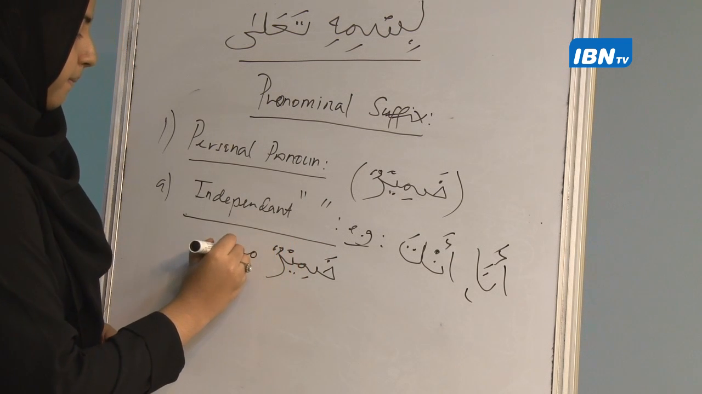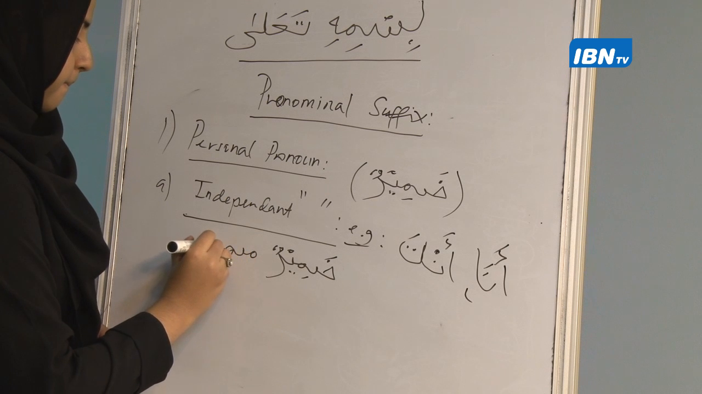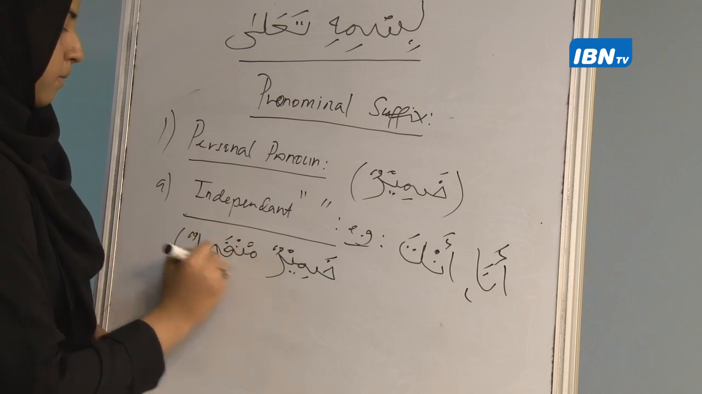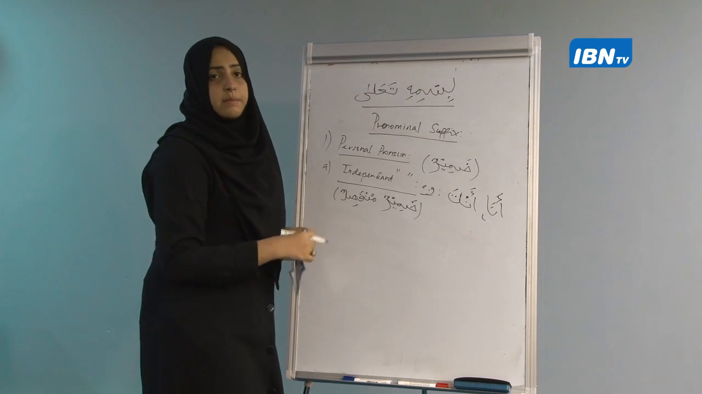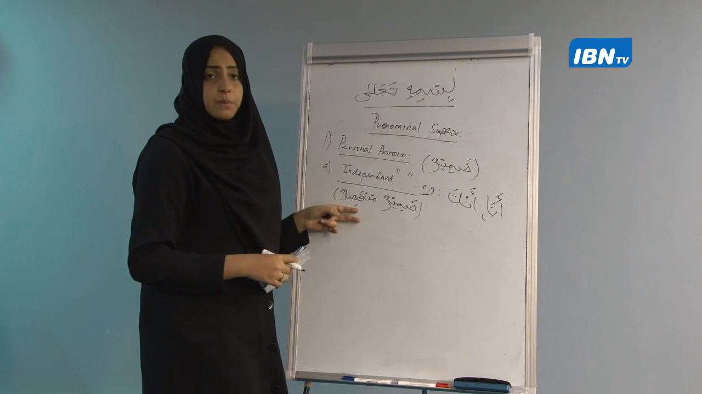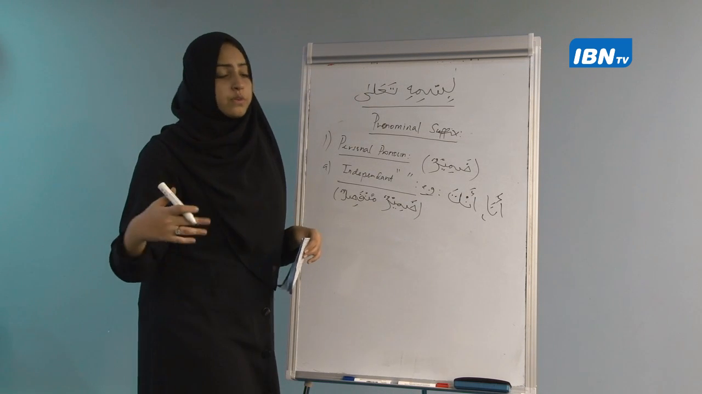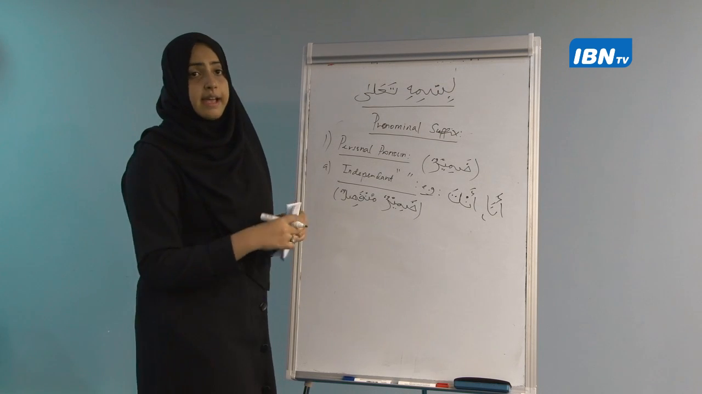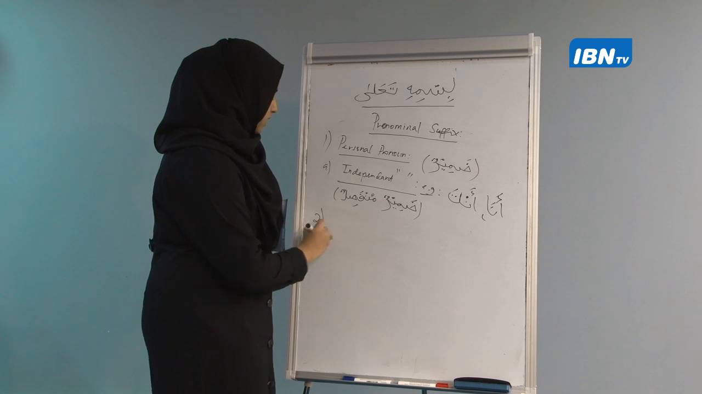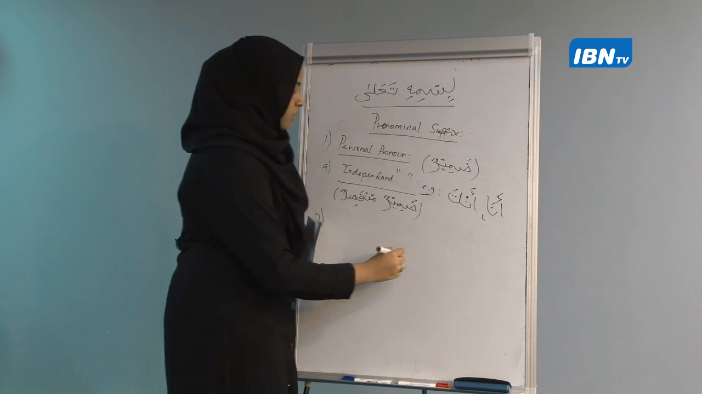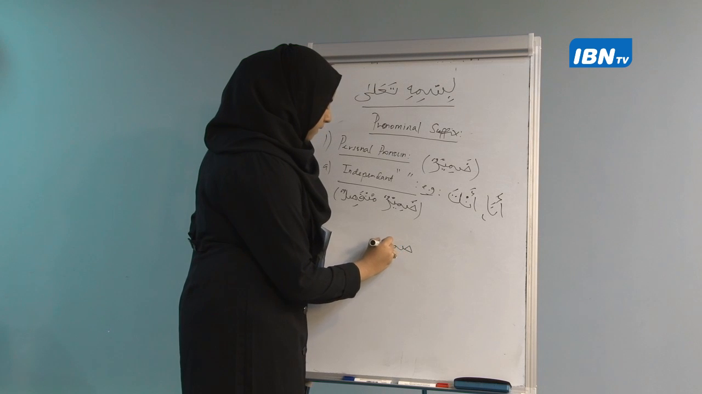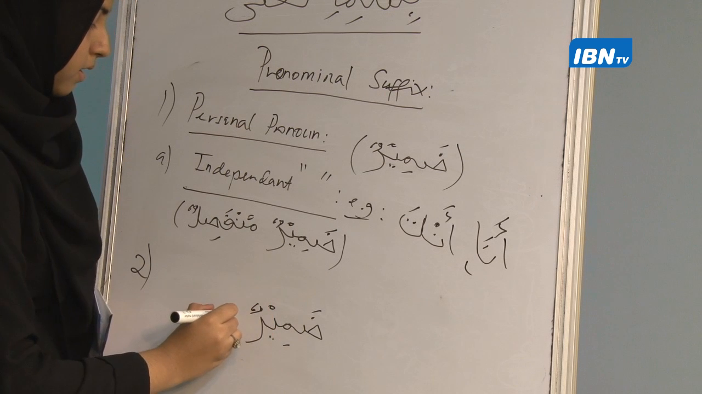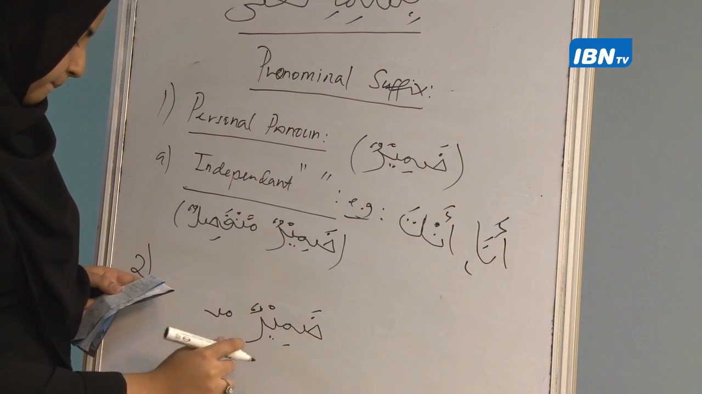This is the independent pronoun, which is called dhamir munfasil. Munfasil means separate. Remember when we were doing separate letters and joint letters, huruful muttasila and huruful munfasila, we also have dhamir munfasil. And of course the next one, yes, your guess was right, the next one is dhamir muttasil.